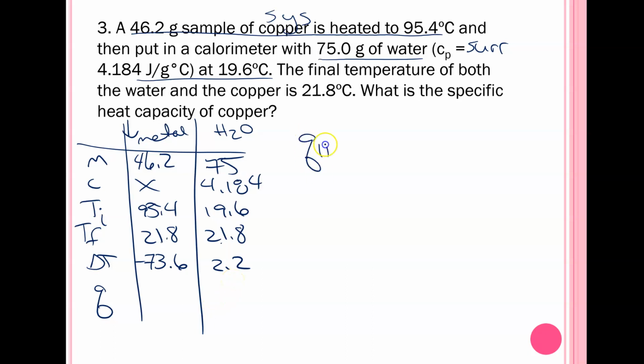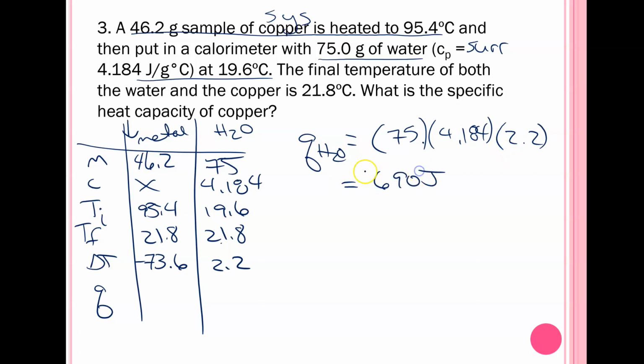So the Q for the water, which is 75, sorry, wrong number, 75 times 4.184 times 2.2 is 690 joules. And notice it's positive because it took in heat. This is the surroundings. This is what we measured.